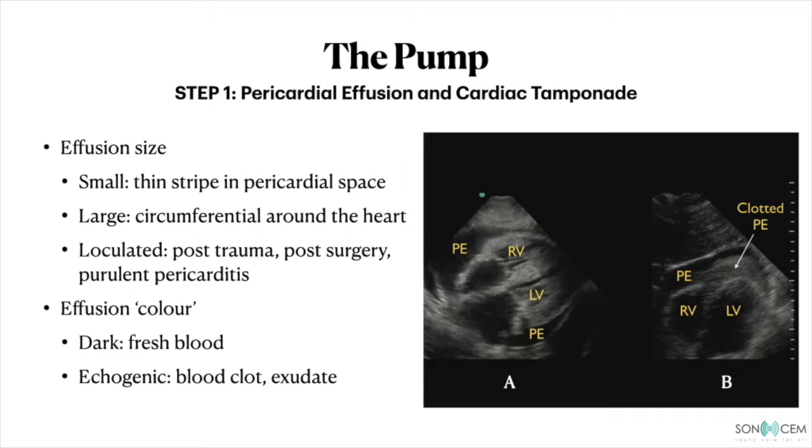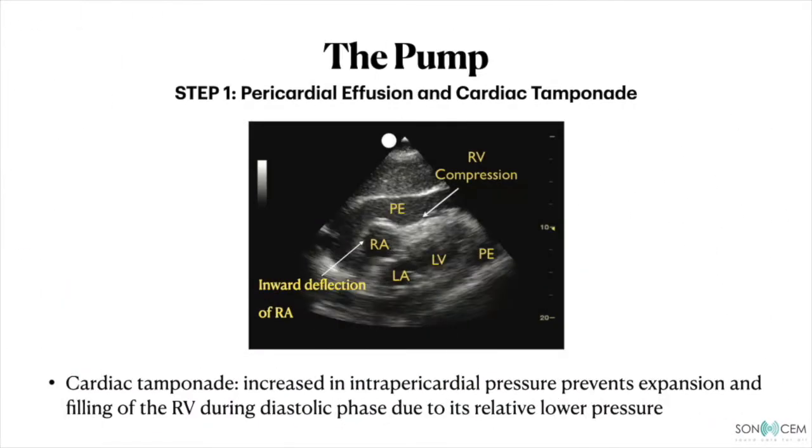You may also find loculated effusion in patients with a traumatic cardiac injury or post-cardiac surgery, and also purulent pericarditis. A dark-colored effusion suggests fresh blood, while hypoechoic denotes clots or exudates.